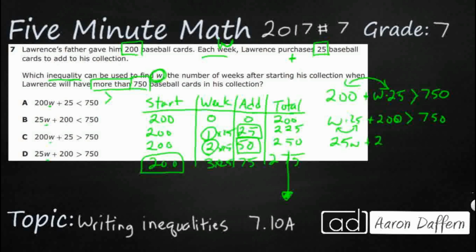They do 25W plus 200. So you get the right idea. Then you just kind of reorder things until it looks like your answer right here. So 25W plus 200 is greater than 750. Your answer here is D.